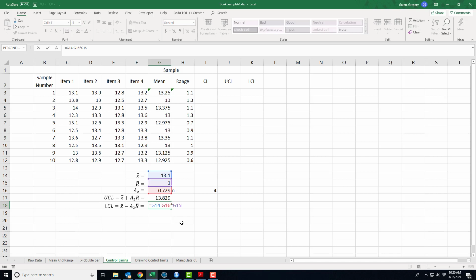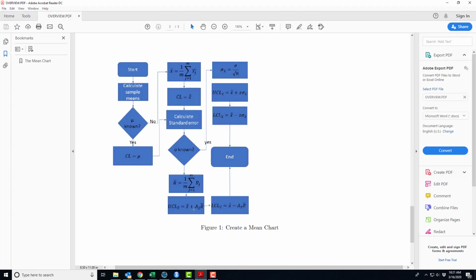And my lower control limit, which is calculated as X double bar minus A2 times R bar, gives me 12.371. Okay. Well, this is the end of going through the process, and it's the end of this particular video. But in the next video, I want to take the information we've collected and create a control chart using it. So I will talk to you in another video.